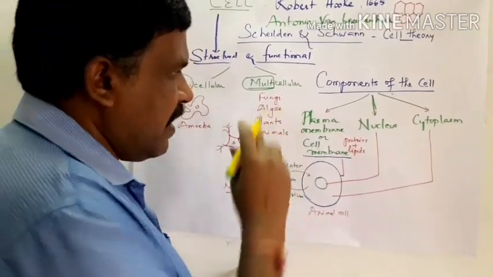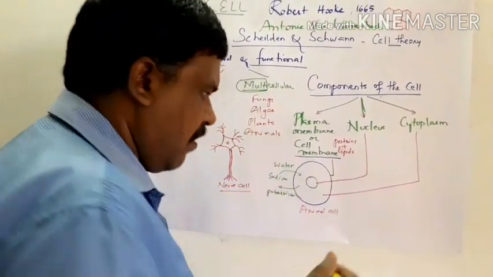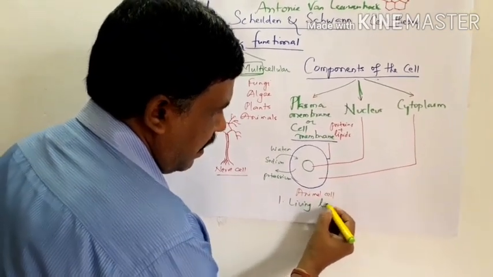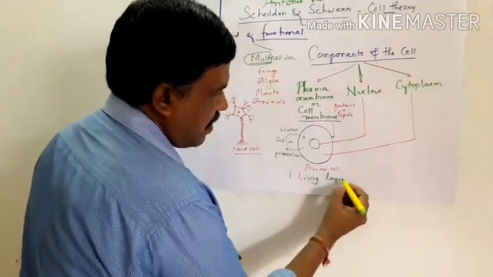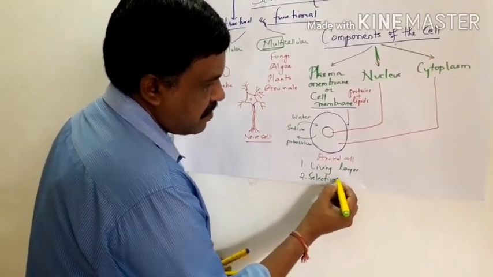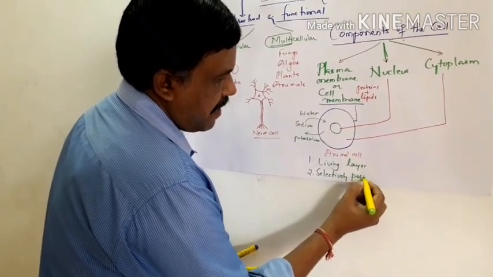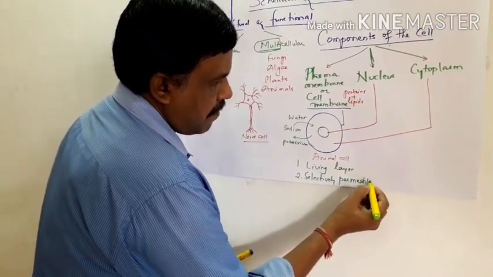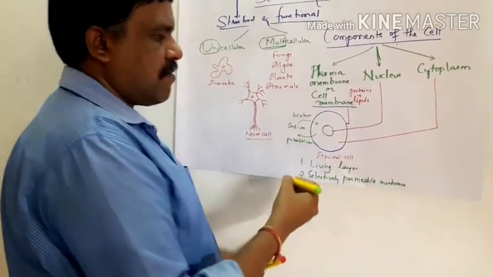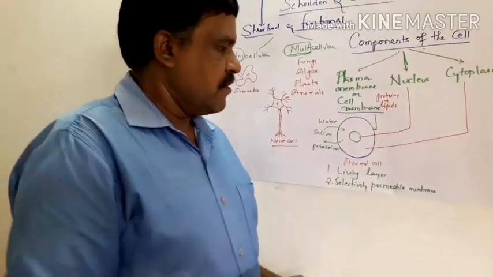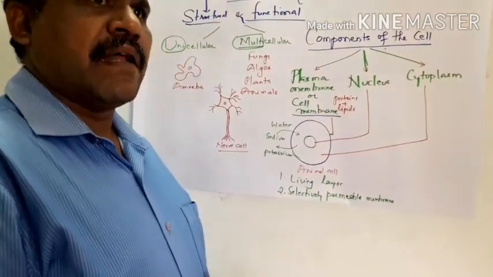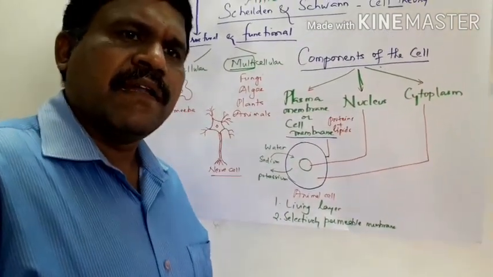So one thing please note down: the plasma membrane is said to be a living layer of the cell. Second point, what did I tell? Only certain substances are let inside. So it is a selectively permeable membrane. Only certain substances will be let inside. Okay, children. Regarding the plasma membrane and the other features, we will try to see them in later classes.